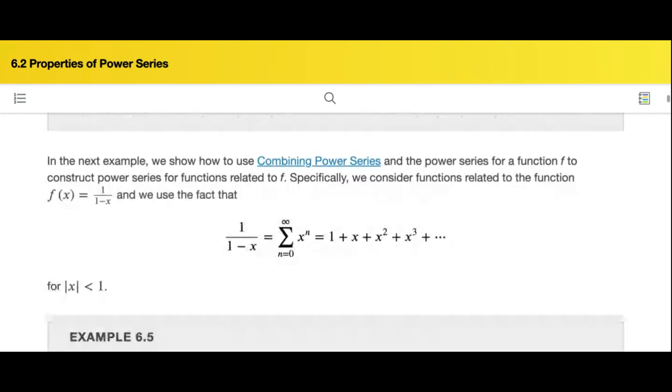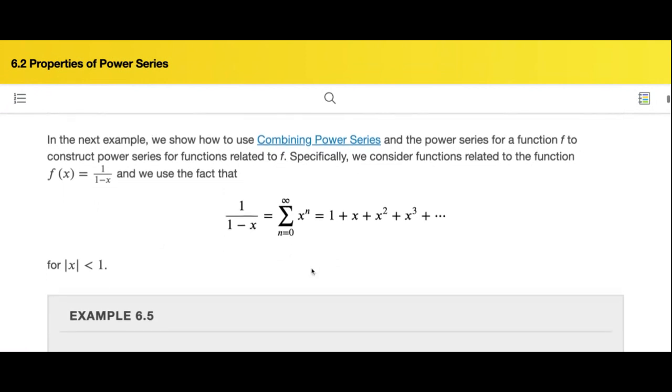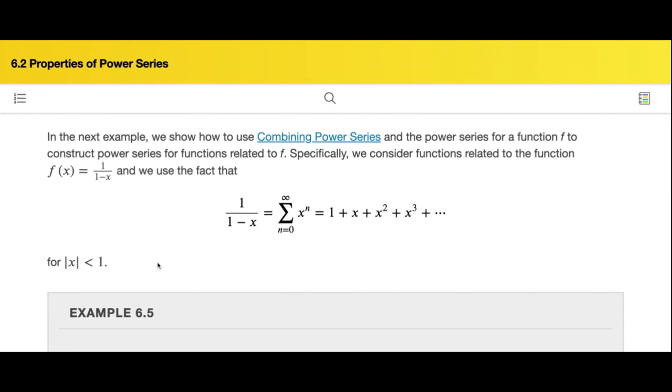Okay, let's keep going. In the next example, we show how to use combining power series and the power series for a function f to construct a power series for a function related to f. Specifically, we consider functions related to 1 over 1 minus x. And we use the fact that 1 over 1 minus x equals the infinite sum of x^n, for n from 0 up to infinity, for absolute value of x less than 1. Right, geometric series.